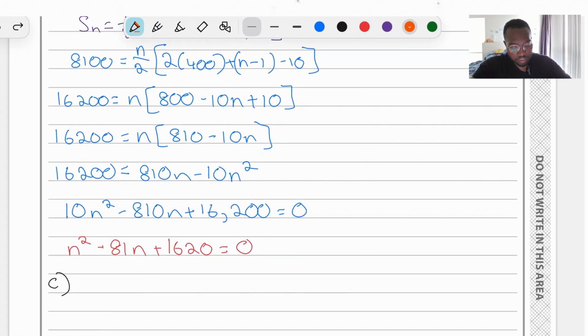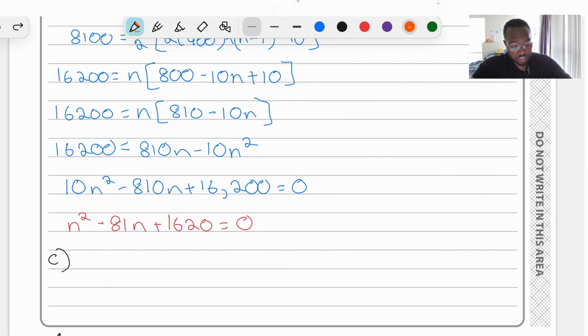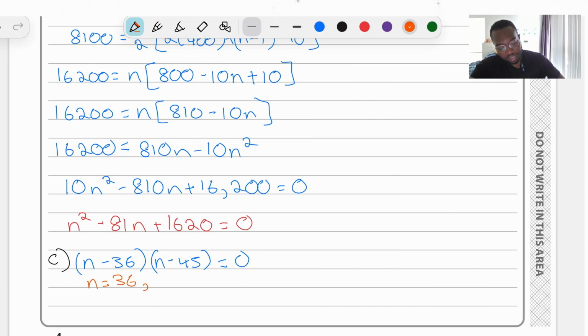Okay, so fairly simple. This is a quadratic equation. So if we factorize it, feel free to use your calculators if you want. But effectively, if you were to factorize it, you would get n minus 36, n minus 45 equal to 0. So we have that n is equal to 36 and n is equal to 45.